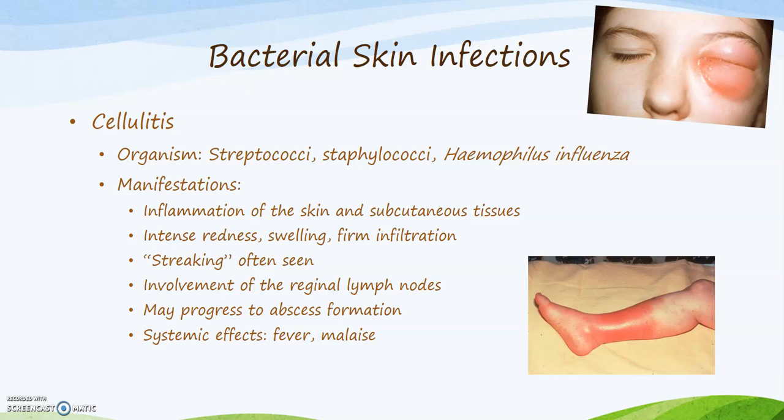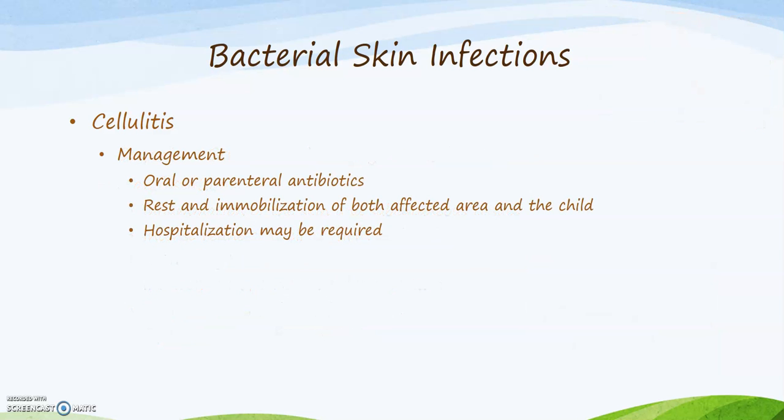And again, it's inflammation of the skin and subcutaneous tissue, as you can see, bright red here, and as you can see, the bright redness and swelling here. Intense redness, swelling, firm infiltration. Streaking can often be seen, but as I said, the most often manifestation is going to be swelling and bright redness of the skin. The child may also have a fever and malaise, which is generalized tiredness and weakness of the child.